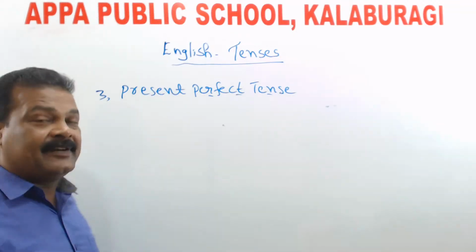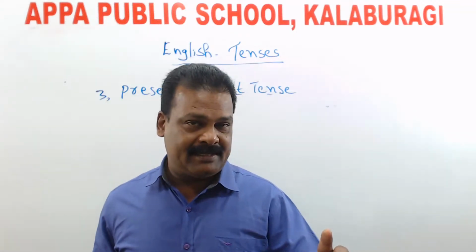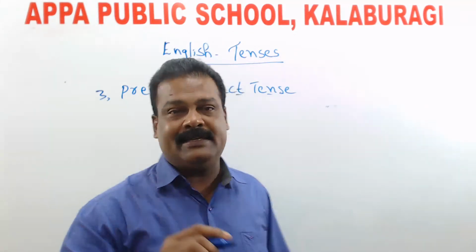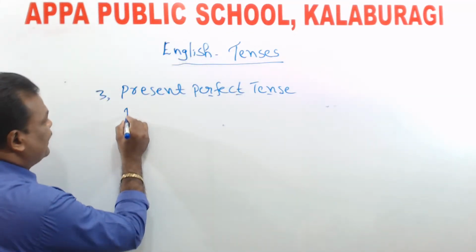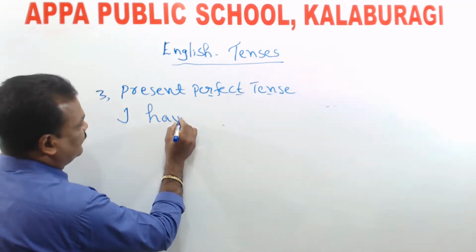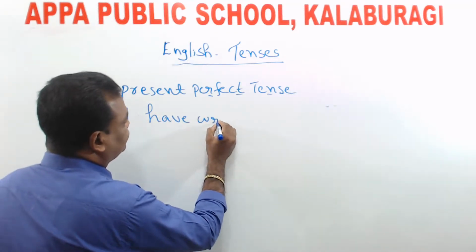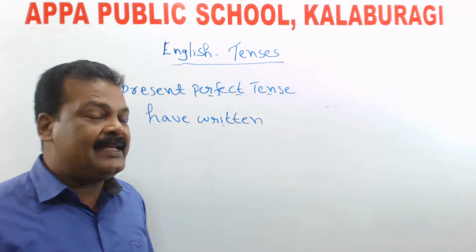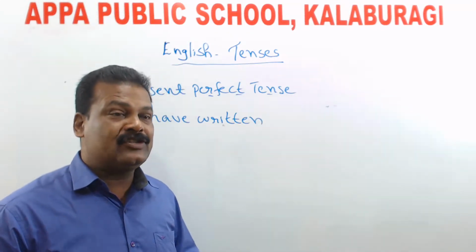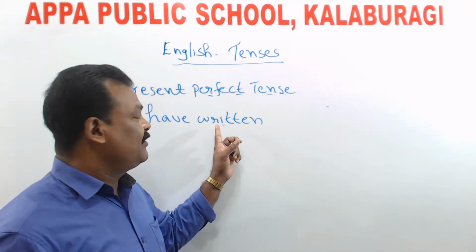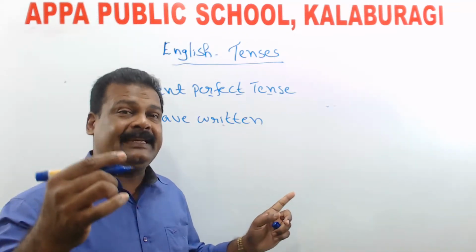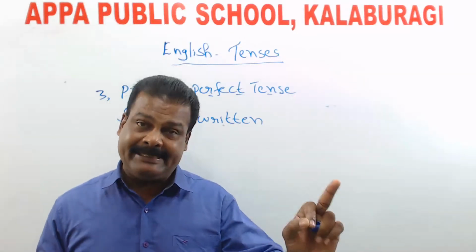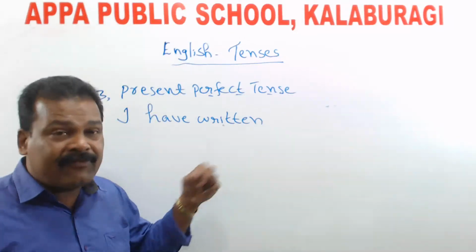Present perfect tense. What is present perfect tense? Let us see. See, for present tense, I write. Present continuous, I am writing. Then when it comes to present perfect, I have written. Written, double T. This is why I tell you the importance of learning verb forms. See, what is written? V3. Write, wrote, written. So we say, I have written.